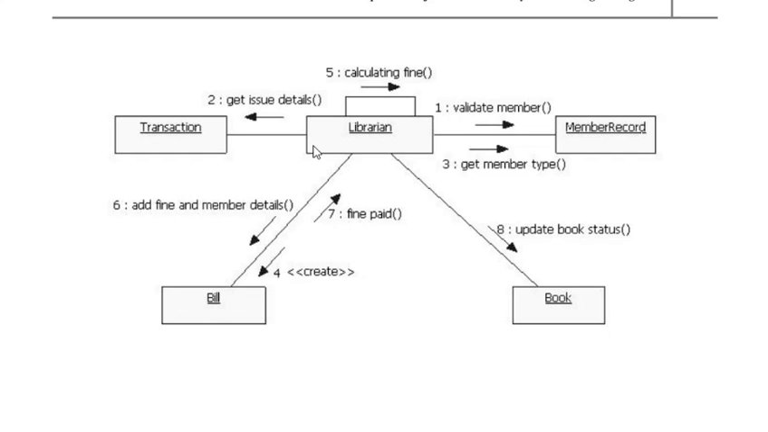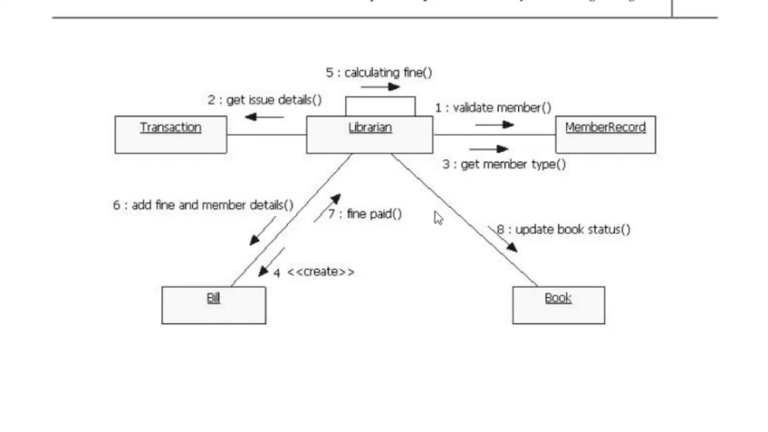There is a direction associated with each and every message, and there is a sequence number associated with each and every message, right? So let's try to understand what this particular collaboration diagram is capable of doing. This collaboration diagram is capable of realizing a scenario of, for example, a transaction that a user makes using a library management system, that is, a submission of the book, right?